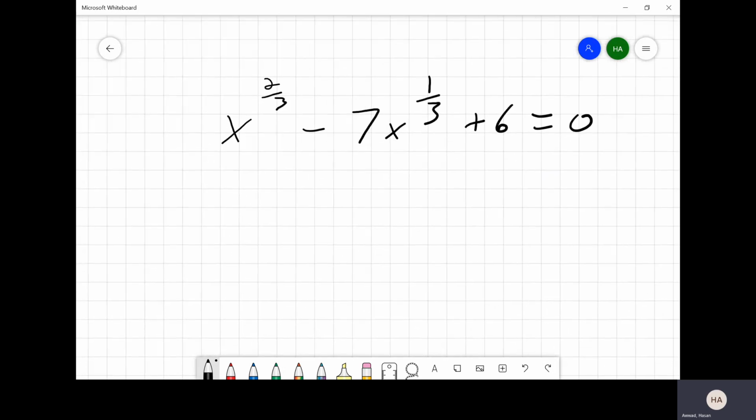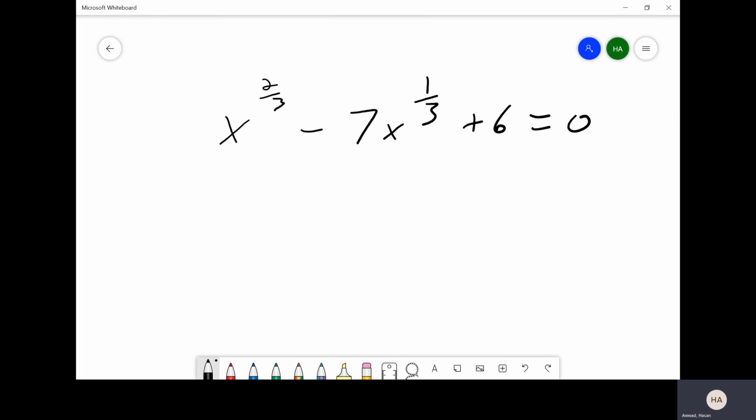So substituting in for what we just have, we now have u squared minus 7u plus 6 is equal to 0, right? Remember, we split up that x to the 2/3 to be x to the 1/3 to the square, right? So that's why we have u squared. And we already just established that this piece, x to the 1/3 power, is u. So u. And now this looks like a super easy quadratic, right? We can totally solve this together.